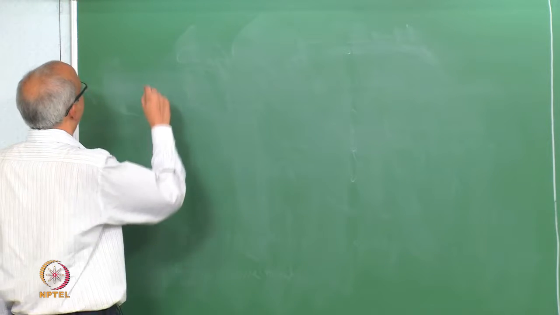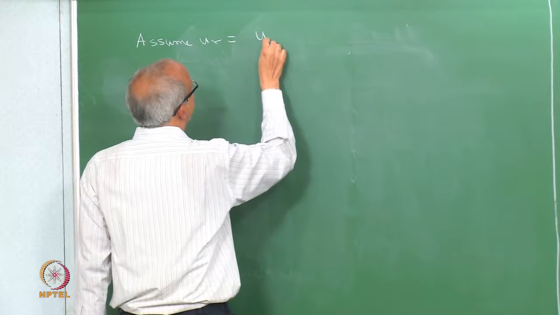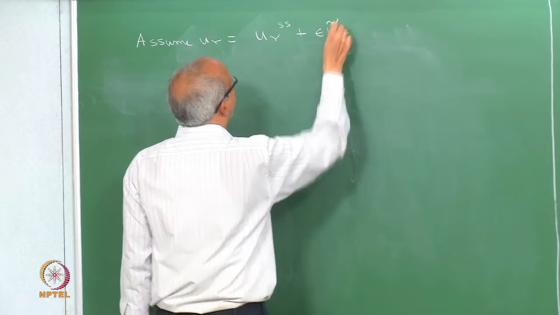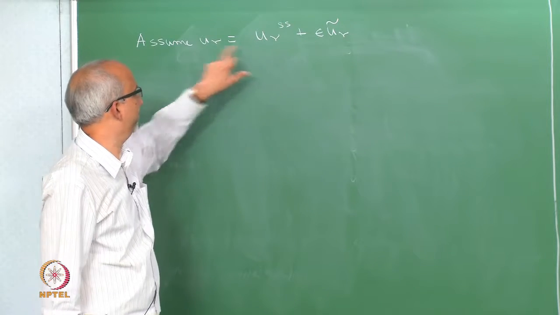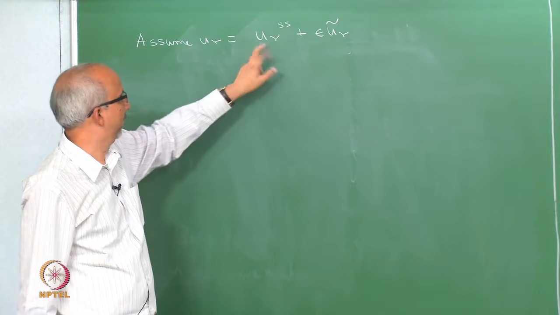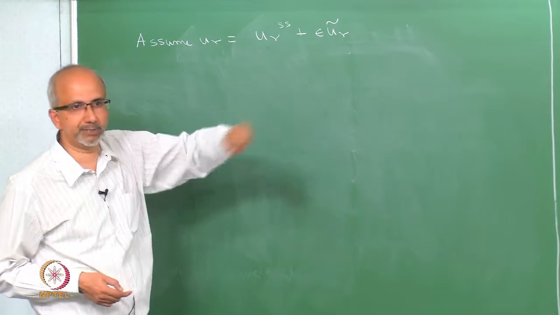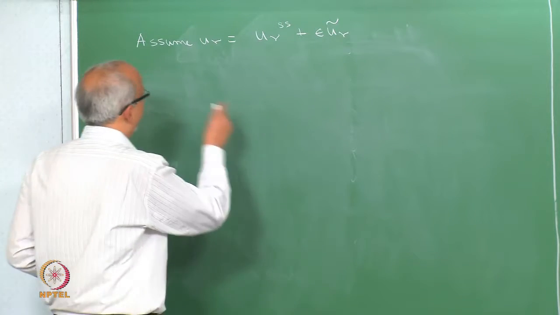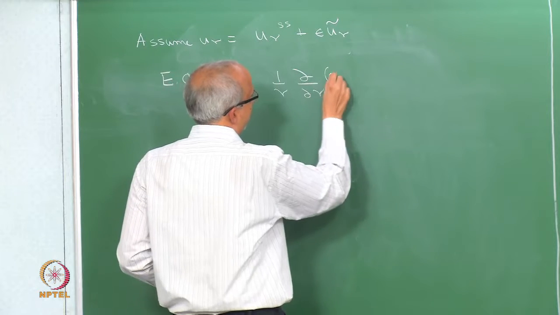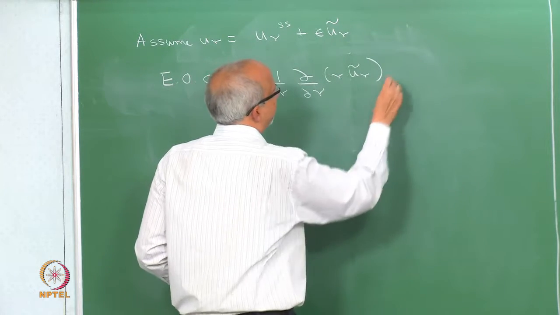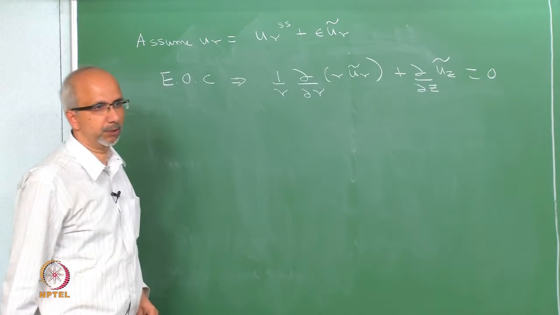Assume ur is of the form ur steady state plus epsilon ur tilde. Okay, that's my steady state, that's my perturbation, which is order epsilon. What I want to do is ur steady state of course is 0 because nothing is moving, the jet is stationary. Okay, and similarly you can put for the uz also. So if you put that, the equation of continuity for the perturbations becomes this plus this, at order epsilon. Okay.